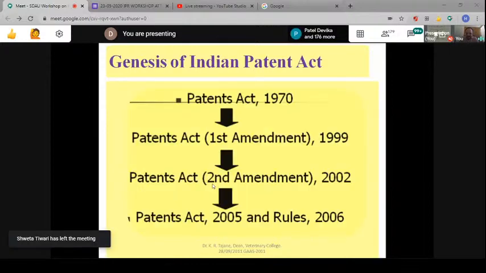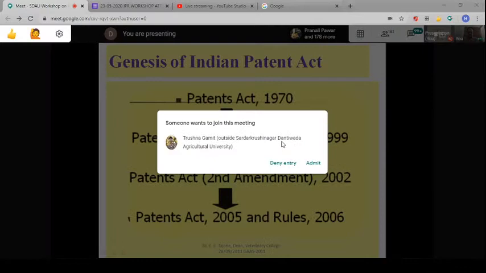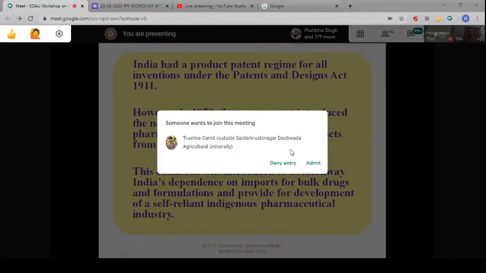Here you can see the original act was developed in 1970. Then the first amendment was made in 1999, as we became signatories of the WTO. There were many changes. We moved from process patents to product patents. We started giving patents for the product as well as for the process. Then the second amendment was done in 2002, and the third amendment in 2006. This is the genesis of the changes made, which we will discuss in later parts of the presentation.